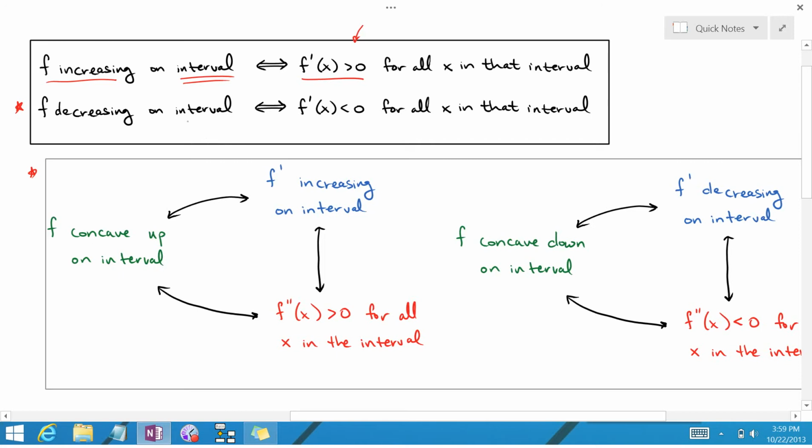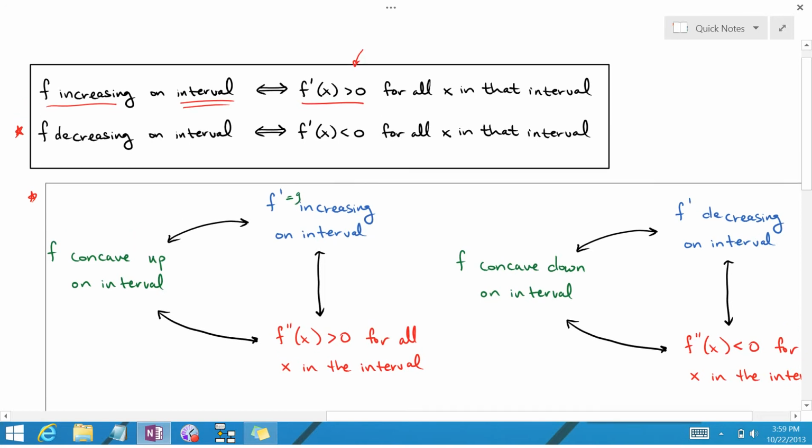But f prime is itself just a function. We could call that function g. And here, we know that for any function, don't get confused just because I'm using the same letter f everywhere. This is true for any function. A function, call it g, is increasing on an interval if and only if its derivative, call it g prime, is positive on that interval. So here, in this box in the black here, I wrote it for f, but if it holds for f, it also holds for f prime.